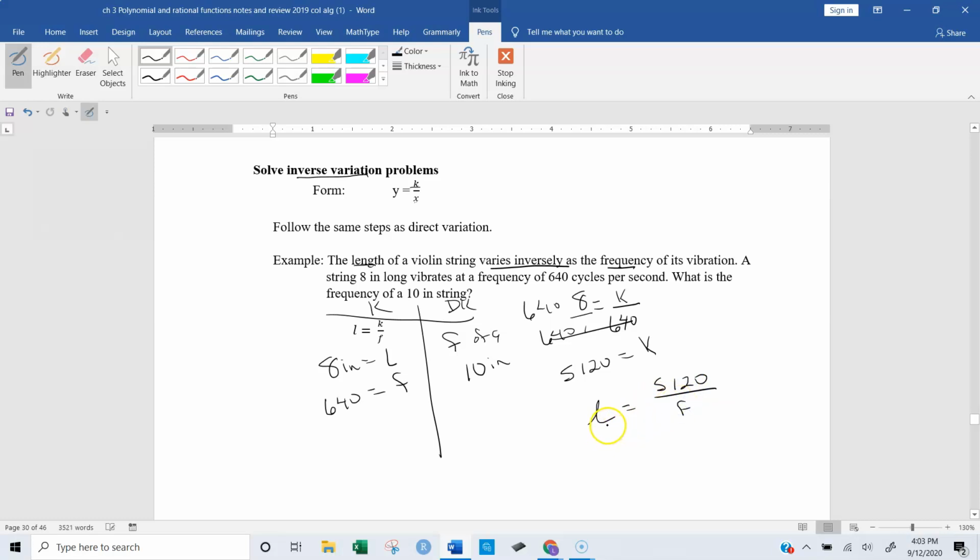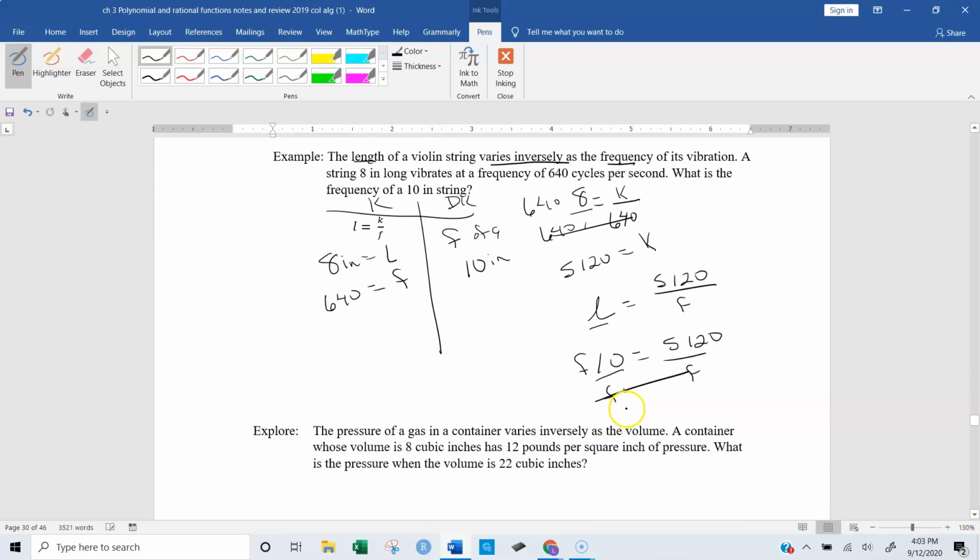Okay, now I know my length is 10. So now I'm going to give you this guy. So 10 is equal to 5,120 over my frequency. How do I find my frequency? Well, again, we have to find a common denominator, which is F. We have 10F equals 5,120. So we're going to divide by 10, and I'm out of room. Your frequency equals 512, and this is cycles per second. Whoops, that's a second. Looks terrible.